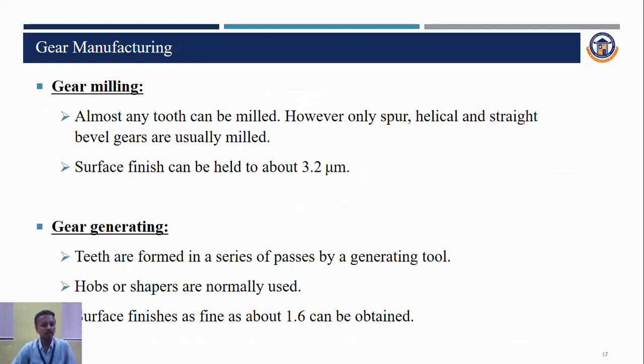Next gear manufacturing method is gear generating. Teeth are formed in a series of passes by a generating tool. Shapers are normally used. Surface finishes as fine as about 1.6 micrometer can be obtained.